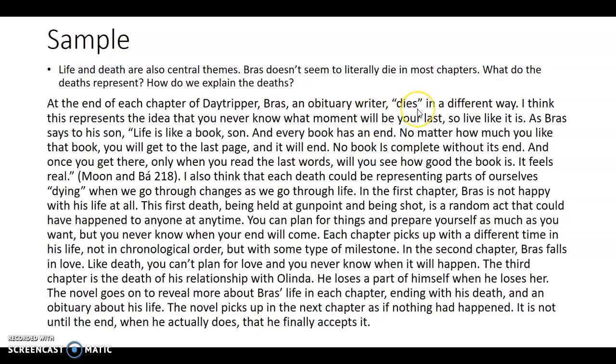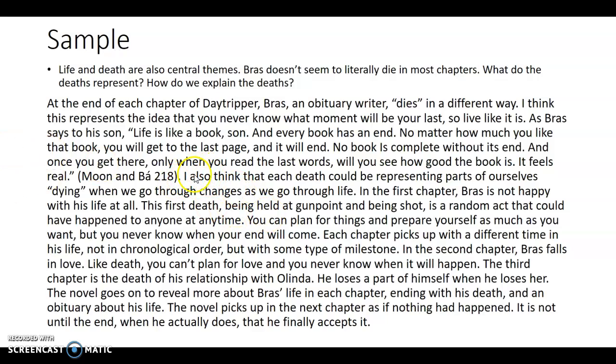She makes a claim. I think this book represents the idea that you should live life to the fullest, basically, and provides a quote in support of that. I think that's great. Now, as a reader and as someone grading this, I would like to, right after this quote, get some more unpacking analysis of why that quote means what this writer thinks it means.